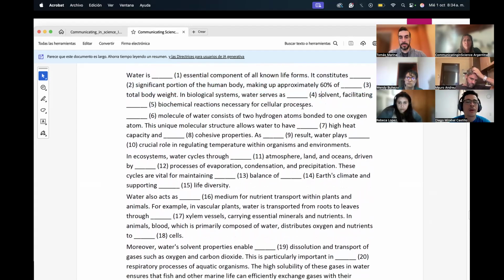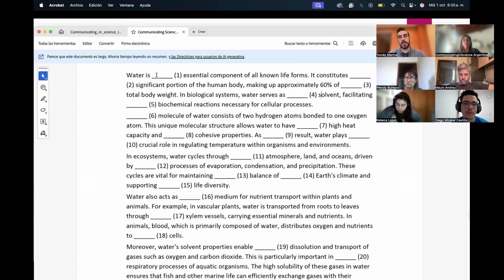Yes, I do. Processes. Water is an essential component of all known life forms. It constitutes a significant portion of all of the human body, making up approximately 60% of the total body weight. In biological systems, water serves as a solvent, facilitating the biochemical reactions necessary for cellular processes.